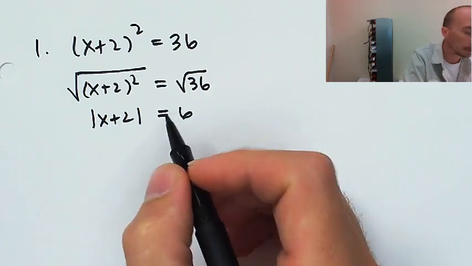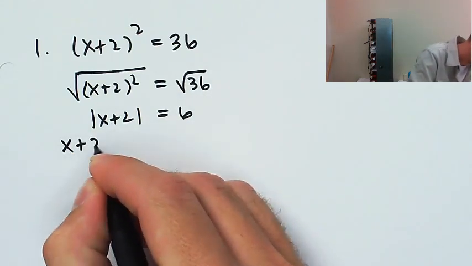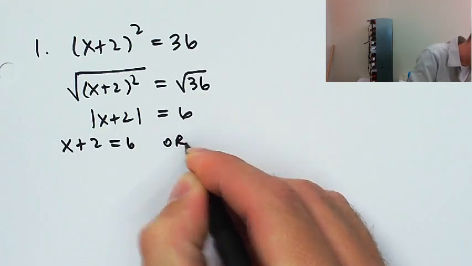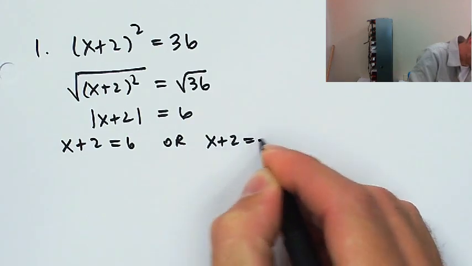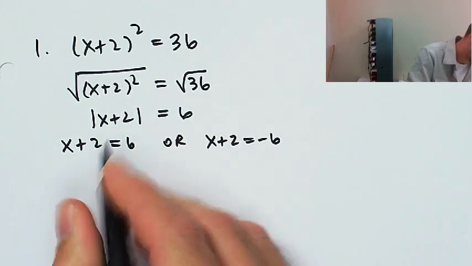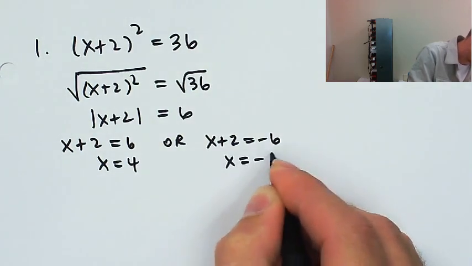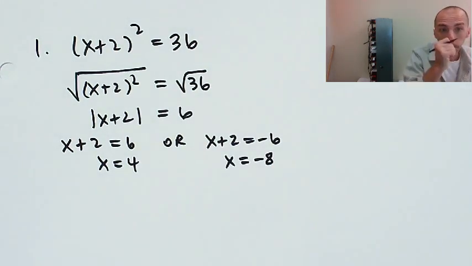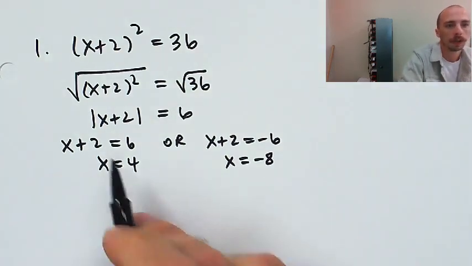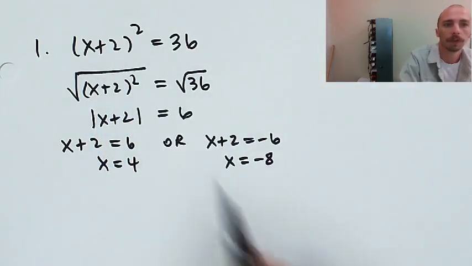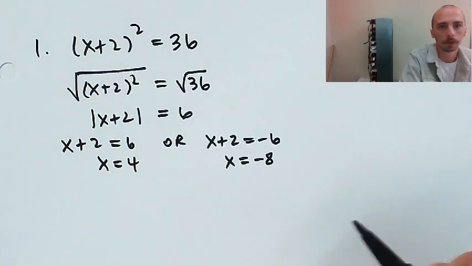If the absolute value of something is 6, then that thing is either 6 or that thing is negative 6. Then I'll subtract 2, and then I've got my solutions. And then you can go back and check: 6 squared is 36, and negative 6 squared is also 36.